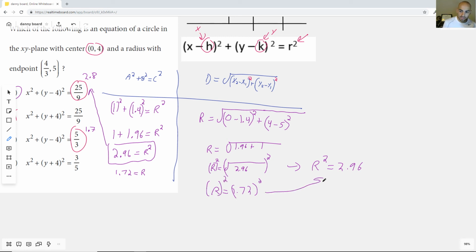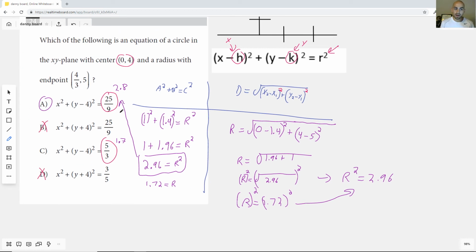And then you'll see that that matches A, our choice A, when we convert 25 over 9. It's the closest to that compared to C, which we know are the only two options. So once again, the best method is whatever is making the most sense to you.